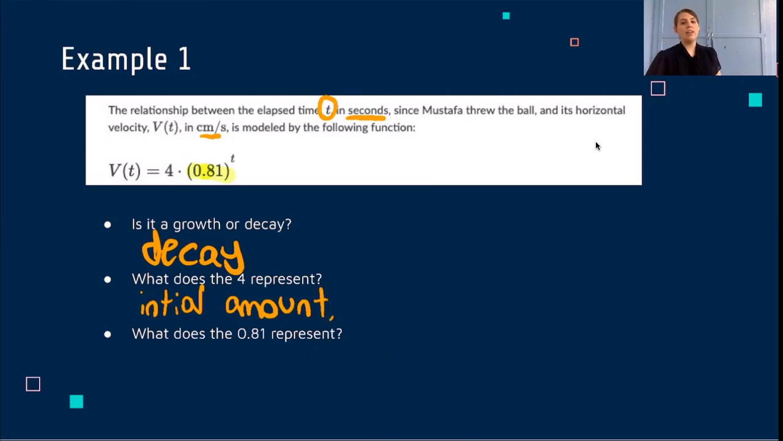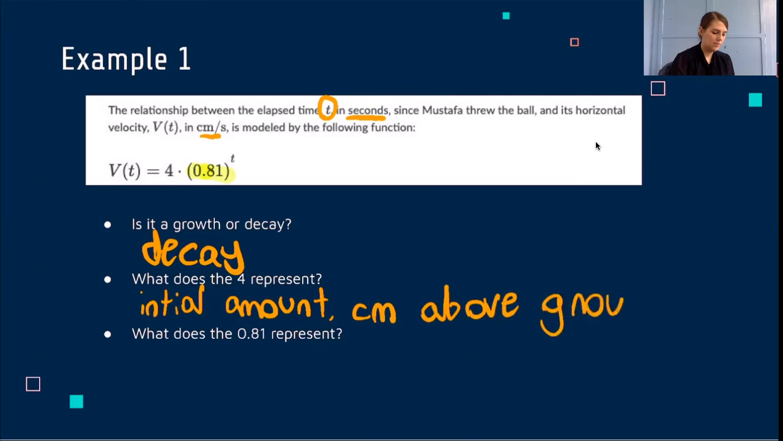So because we're looking at a ball being thrown, this initial amount is probably the centimeters above ground, or how far above ground it is. But it's going to be how far above it is as we throw it and we start to track how far it's going to go down.